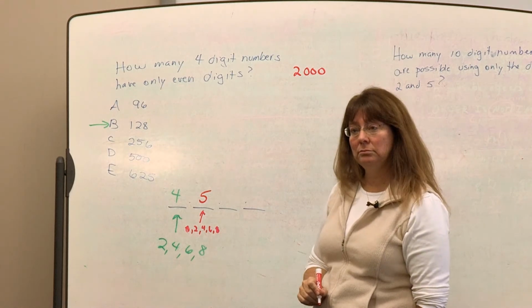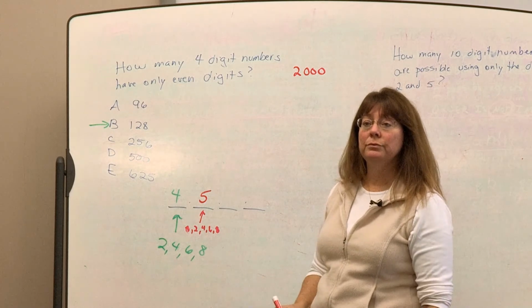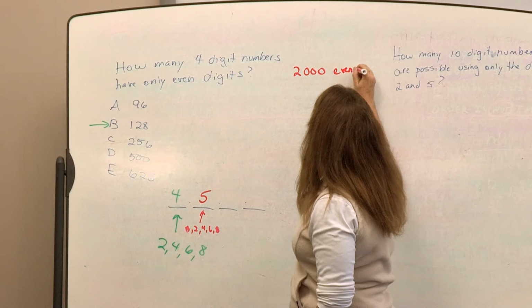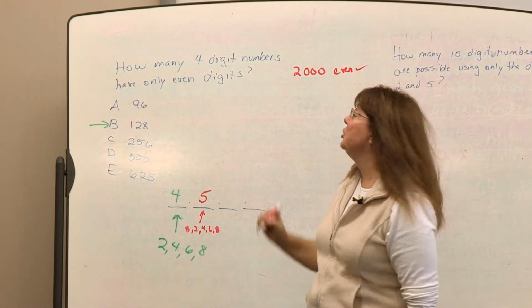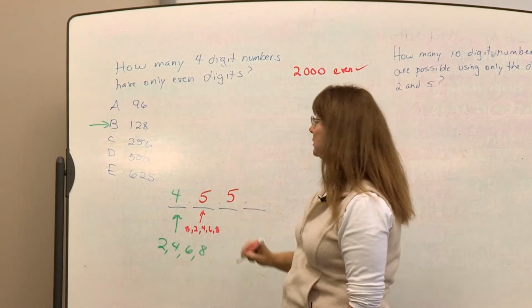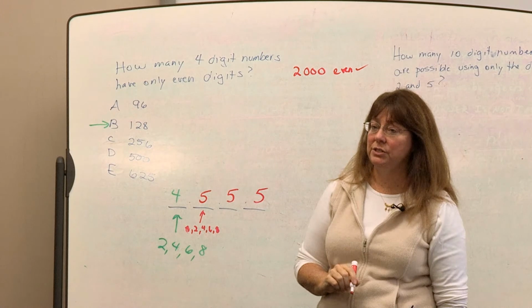Yes? No? Yeah, it's even. It's divisible by 2, so it's considered even. So I can have zeros in my value. I just can't start with a 0. So I have 5 possibilities for my even digits here and 5 possibilities for my even digits here.